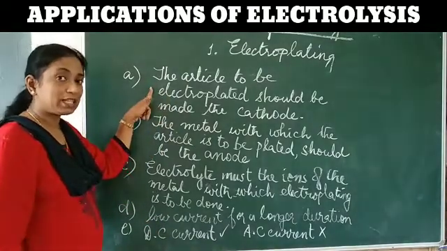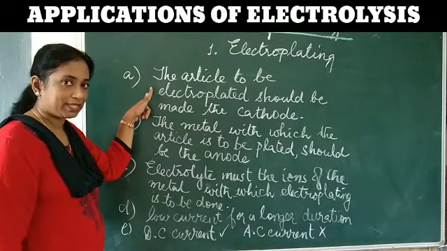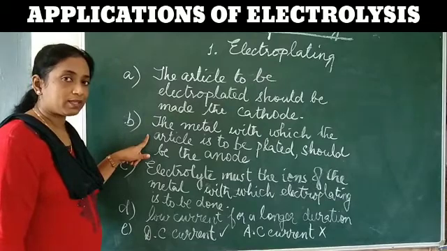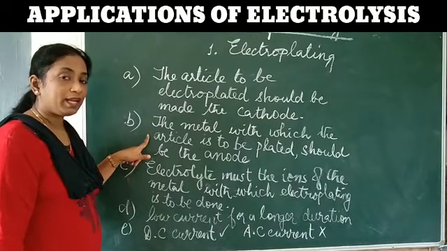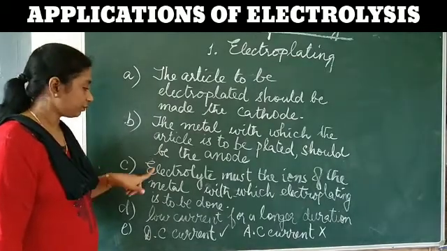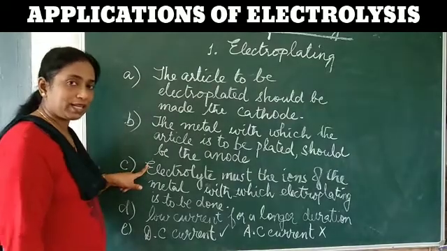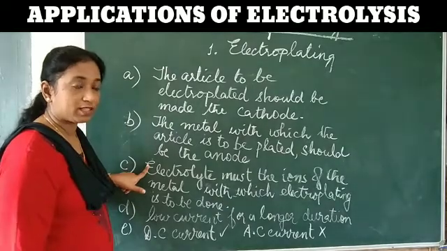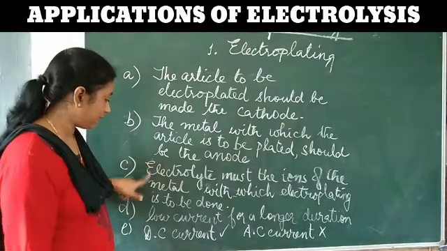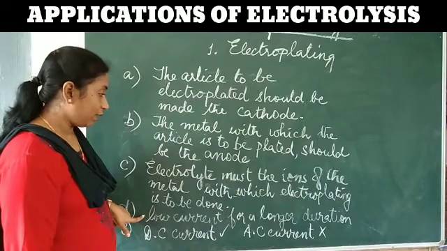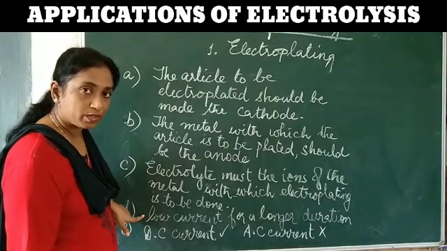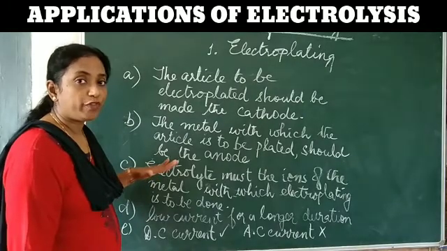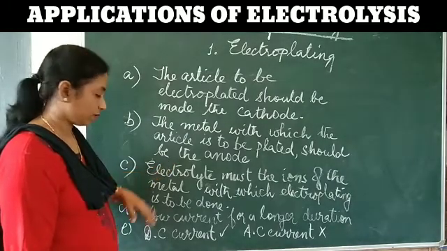First one, the article to be electroplated should be placed as the cathode. The metal with which the electroplating is to be done should be made the anode. The electrolyte must contain the ions of the metal with which we are going to electroplate. If it is gold, then gold ions should be present there. A low current for a longer duration should be used to ensure a uniform deposition, okay.